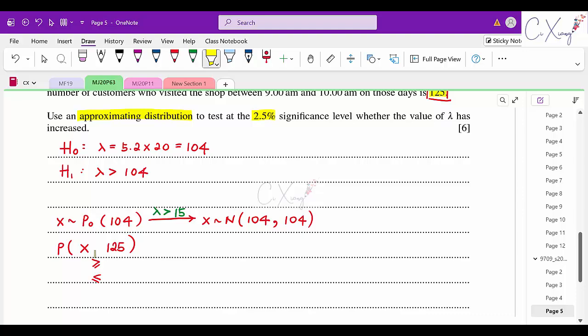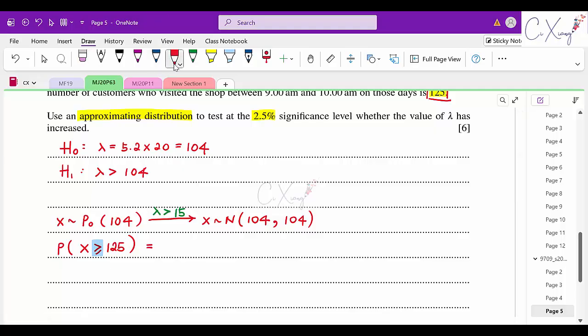To decide the correct sign, you have to look at the alternative hypothesis, because you know that your test here is a one-tail test on the right. When you want to calculate the p-value, you also need to calculate the area on the right-hand side. Therefore, the sign here will be greater than or equal to. For those who need more explanation on deciding the sign when you carry out the test, you can refer to the lecture videos available in the channel. I want to find the probability for x greater than or equal to 125.